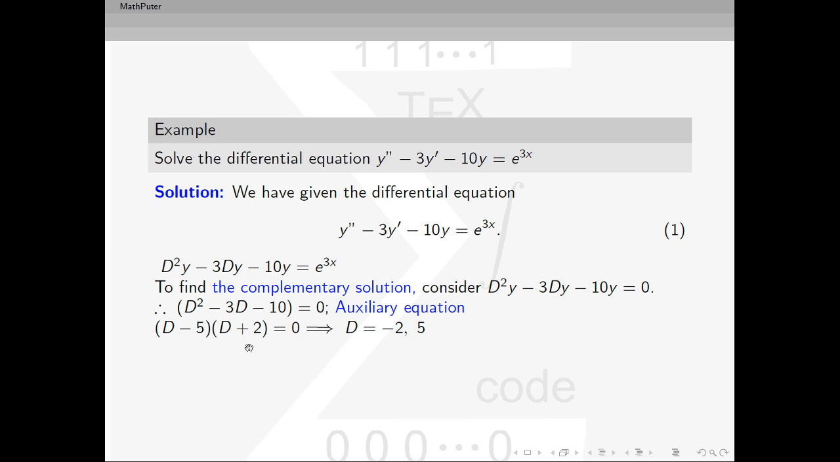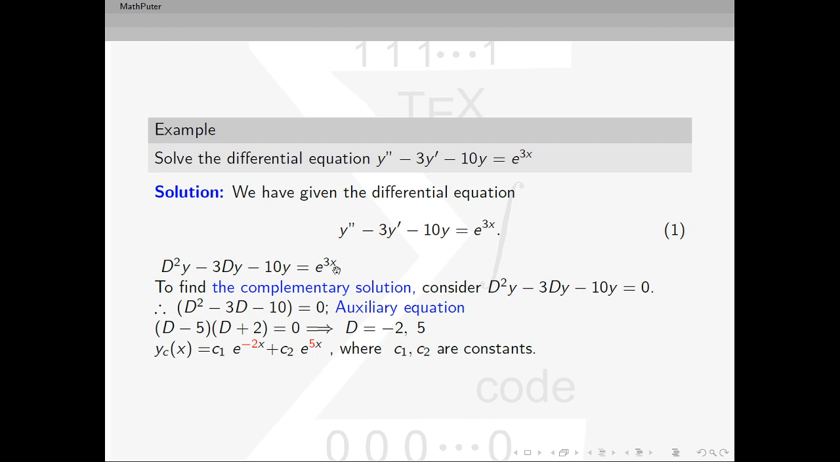The case one of the complementary solution: yc(x) is equal to e raised to minus 2x. See, this minus 2 appears in the power of the exponential function. Likewise, this 5 will be the power of another exponential function, e raised to 5x. These two are different functions. We multiply the first function by c1, the other function by c2, and then add. So the complementary solution is yc(x) is equal to c1 e raised to minus 2x plus c2 e raised to 5x, where c1 and c2 are real constants.